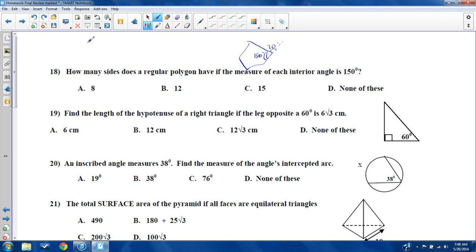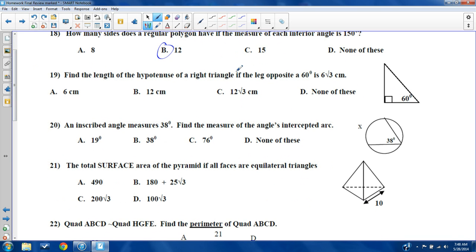So what I'm going to do is first I'll say 180 minus 150 equals 30. That's the measure of each exterior angle. 360 degrees over 30 degrees will tell you how many sides there are. That is 12, because your exterior angles add up to 360. There are 12 30-degree exterior angles in this regular polygon. So that's how that worked.